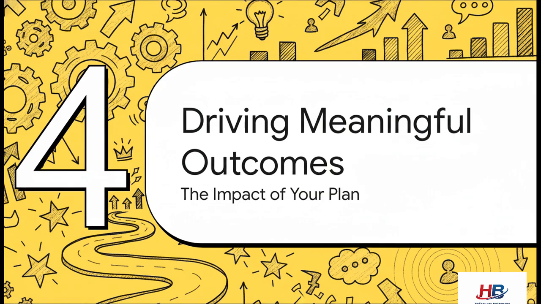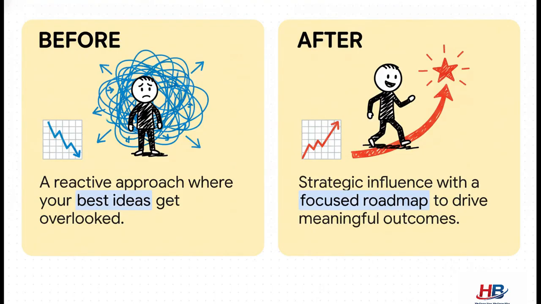So we've talked about the what and the how. Now for my favorite part, the why. What actually happens when you put a plan like this into motion? Let's look at the incredible, meaningful outcomes you can start to drive. Honestly, the transformation is like night and day. Before, you're probably stuck in a reactive mode, right? Your efforts feel scattered and your best ideas just don't land. But with an action plan, you shift into a mode of strategic influence. You have a focused roadmap, so every action has a purpose, and that leads directly to meaningful outcomes. It's the huge difference between just hoping for influence and actively designing it.